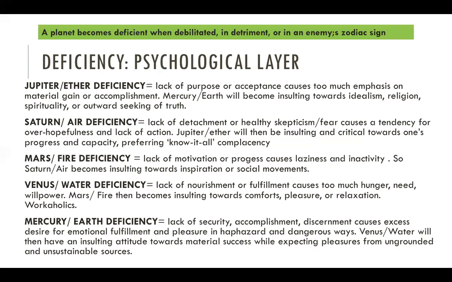Saturn air deficiency. There's a lack of detachment or healthy skepticism or fear, which causes a tendency for over-hopefulness and lack of action. So what does that mean? Well, Jupiter ether will then have to be insulting and critical towards one's progress and capacity, and it kind of has a know-it-all complacency. So the fire deficiency causes someone to be not motivated. You are not action oriented. You can't progress. You're lazy and inactive. So Saturn and air becomes insulting towards inspiration or social movements.